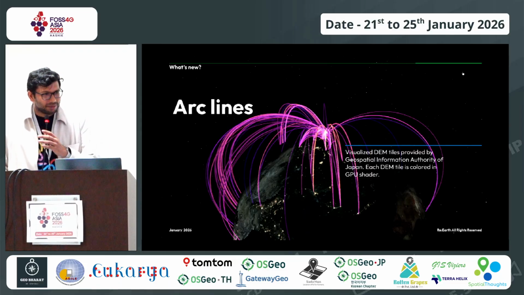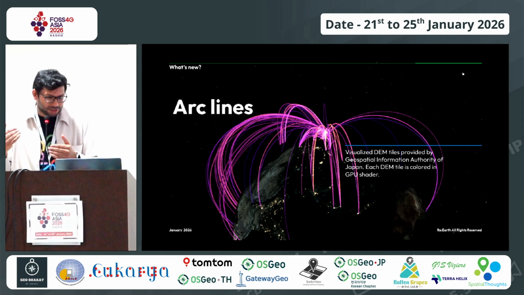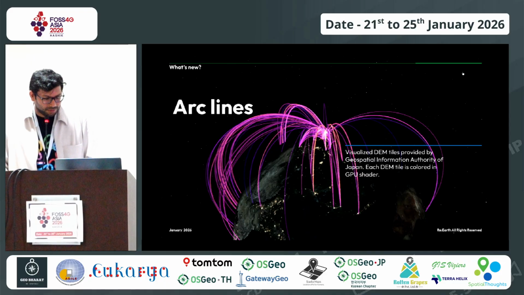If you've used GitHub or Stripe, it's something that has been there for a while on their websites. You could just see how their transactions move, and I think it's pretty neat. And we just tried to build something like this so that we could see if it's possible to have arc lines.